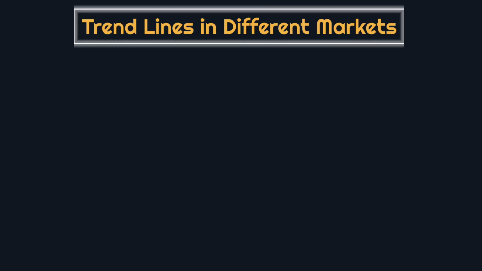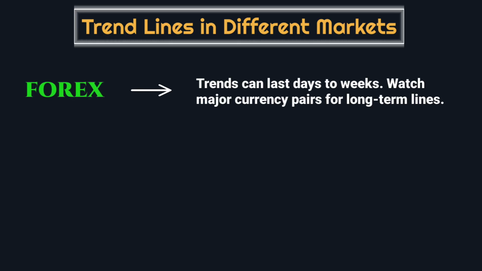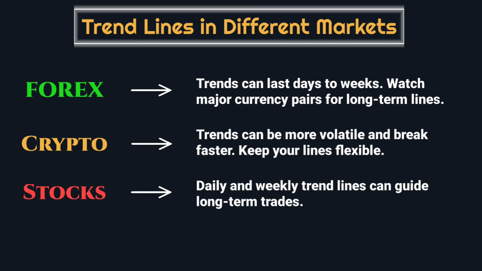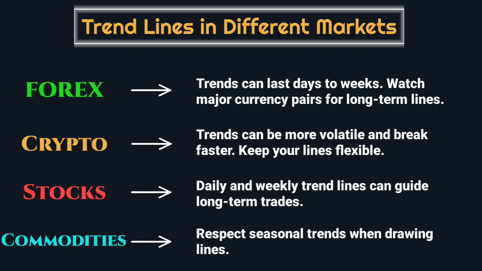Trend lines in different markets. Forex. Trends can last days to weeks. Watch major currency pairs for long-term lines. Crypto. Trends can be more volatile and break faster. Keep your lines flexible. Stocks. Daily and weekly trend lines can guide long-term trades. Commodities. Respect seasonal trends when drawing lines.